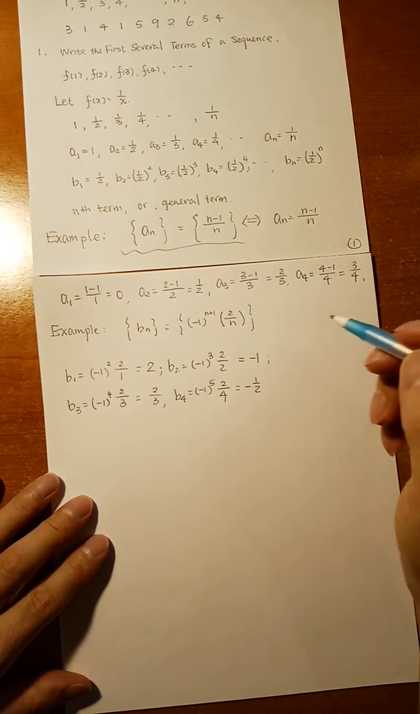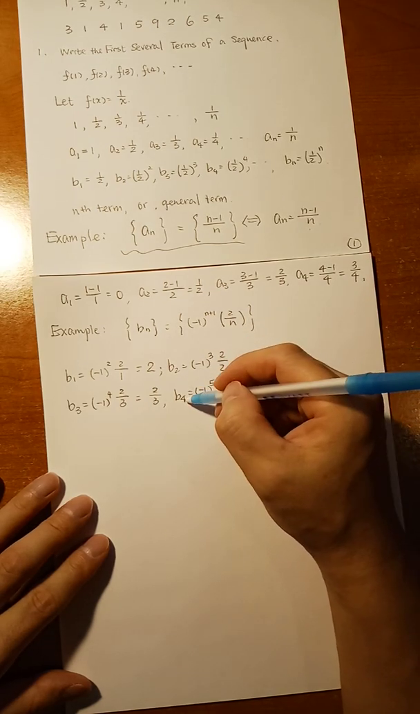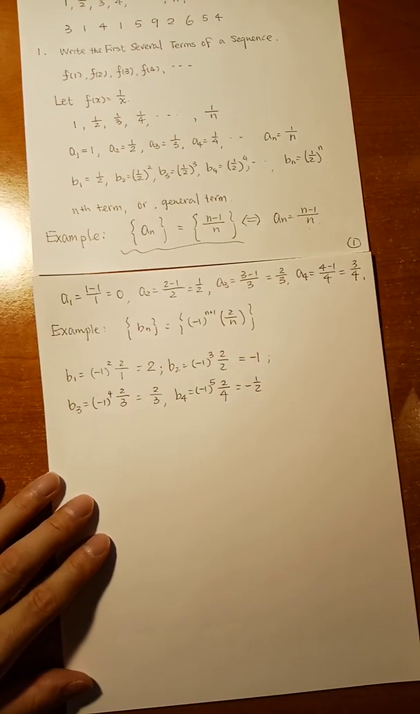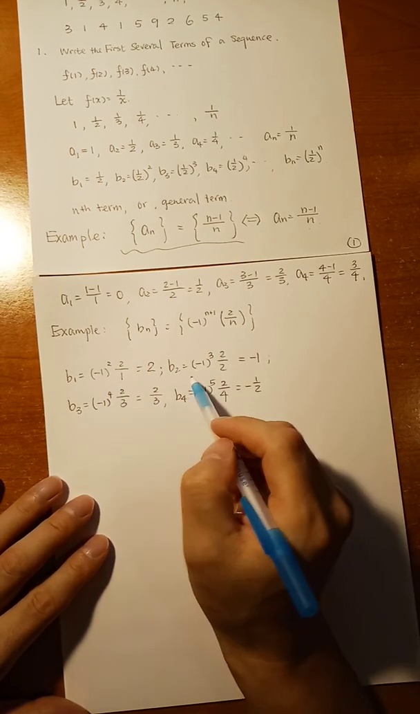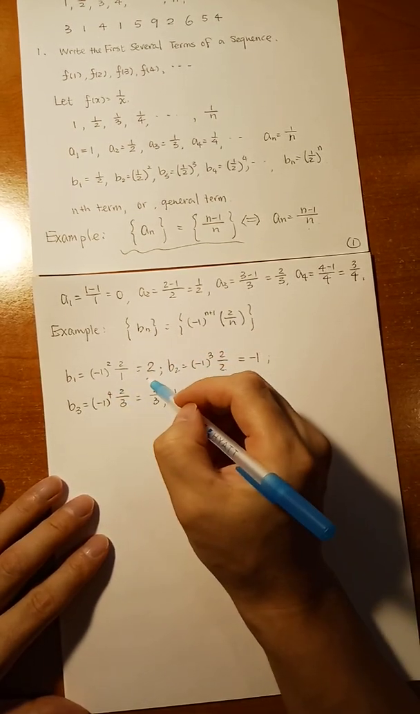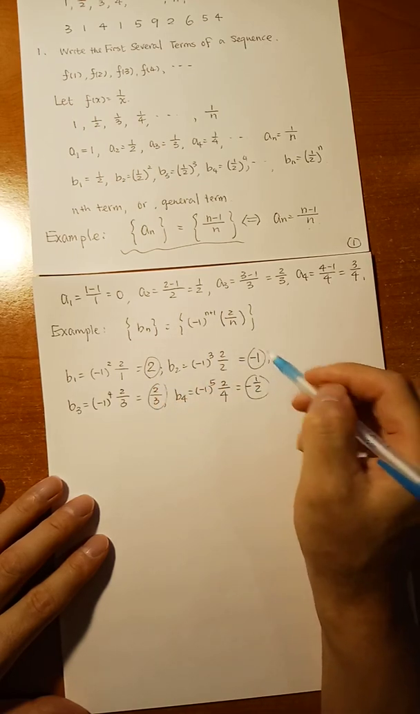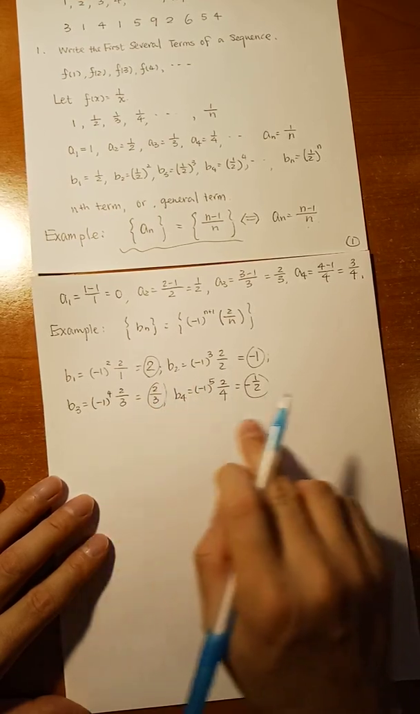Okay? So if you want to evaluate the first several terms, you just let n be the first several positive integers, and try to evaluate the expression. So in this sequence, you see, you have a positive number, negative number, positive number, negative number.